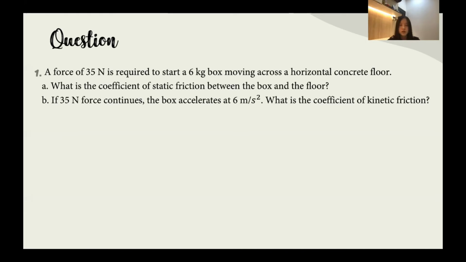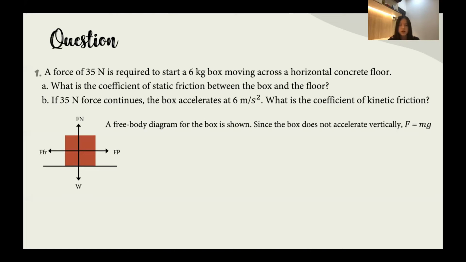Before we start to solve the questions, we're going to draw a free body diagram for the box. Since the box does not accelerate vertically, the normal force is equal to mass times gravity, which we know as weight.